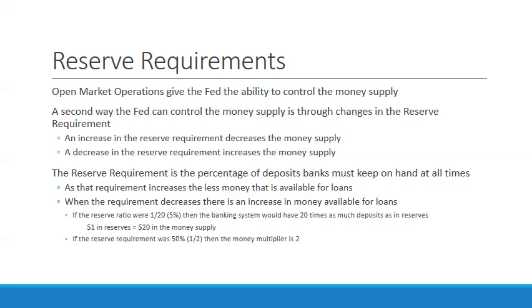So if the reserve requirement was 50%, 1/2, then the money multiplier is 2. So $1 would generate $2 in the money supply. So notice that as the reserve requirement increases, the amount of money that $1 in reserves generates goes down. And we're going to pick this up again when we talk about fractional banking. It'll give you a really good idea as to how the banks generate money within the economy.